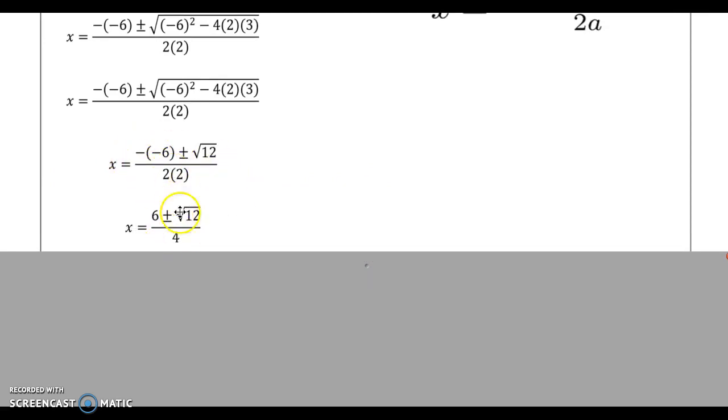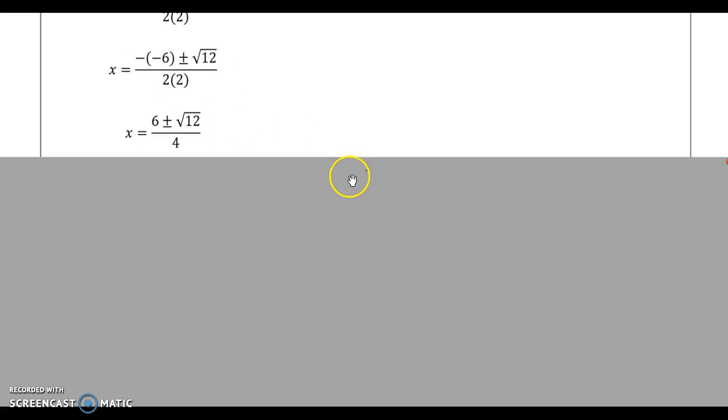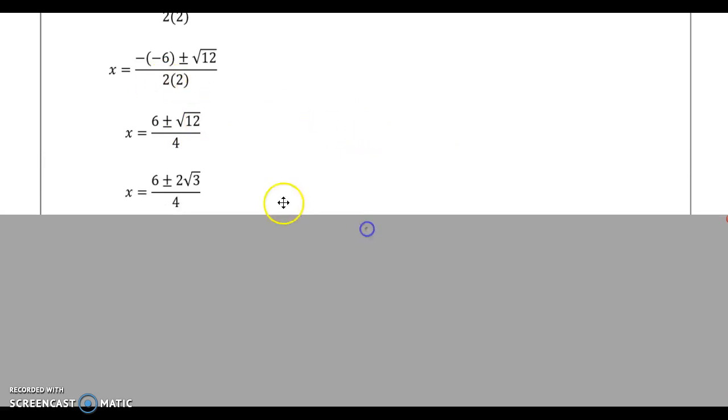2 times 2 is 4. I cleaned it up a little bit more. The next thing I did was took the radical and I simplified it. I know that the square root of 12 is equal to square root of 4 times square root of 3, which simplifies to 2 radical 3. The square root of 4 turns into 2.